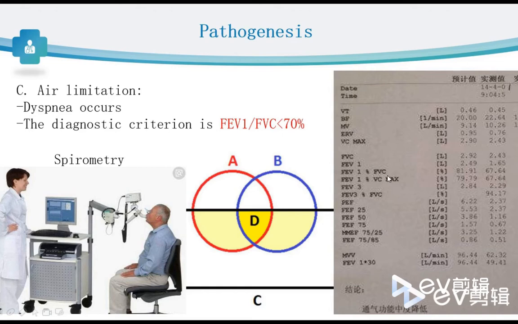And how to diagnose the COPD? We can find the diagnostic criterion is FEV1 over FVC less than 70%. Let's try to find the data. FEV1 over FVC here, and the measured data is 67.64%, less than 70%. So, according to this report, we can diagnose COPD.